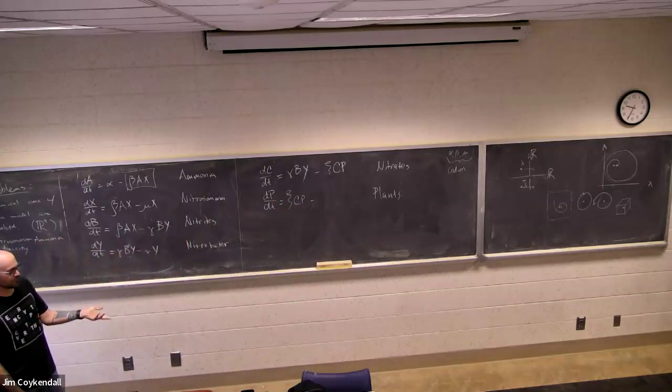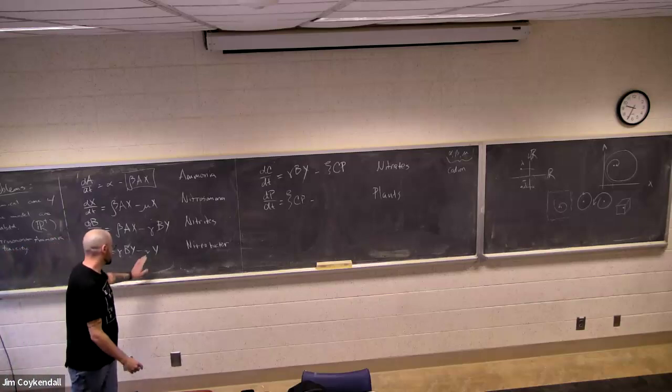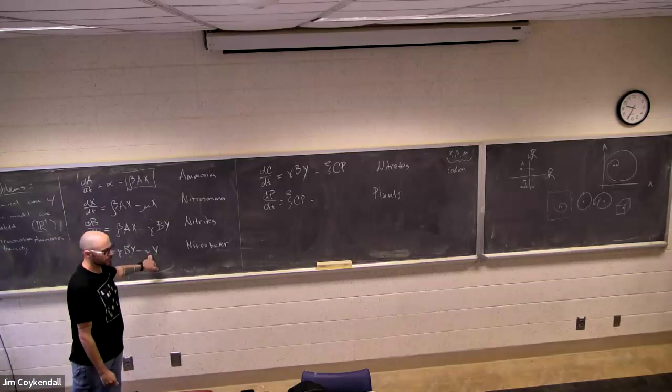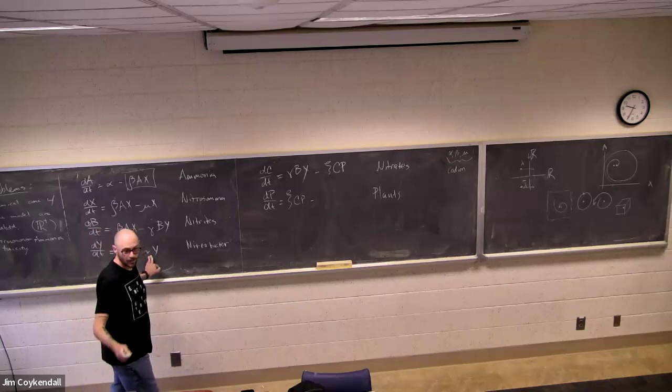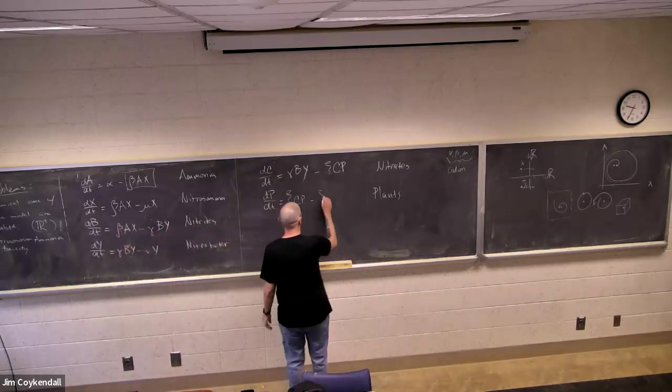Now, plants have a limited lifespan. They also have a death term. Give me a letter for death for plants. Delta. We already used gamma. Delta for death. Yeah.